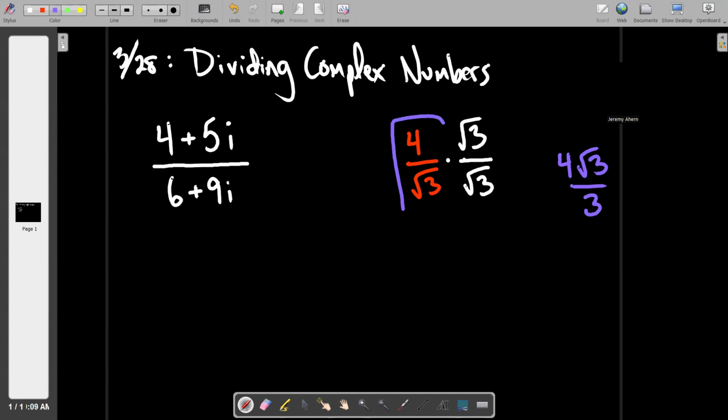So these two purple boxes are identical, but the one on the right is the one that we would accept as done because it doesn't have a root. So that's an idea that we need to keep in our minds as we go through today, is that you're just not allowed to have roots in the bottoms of fractions.